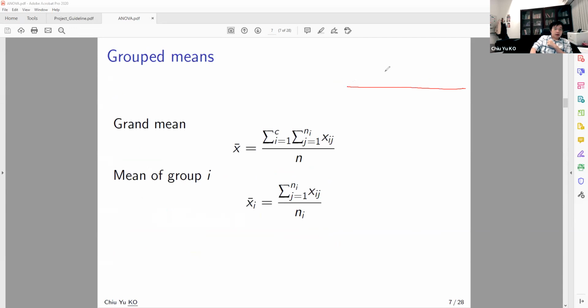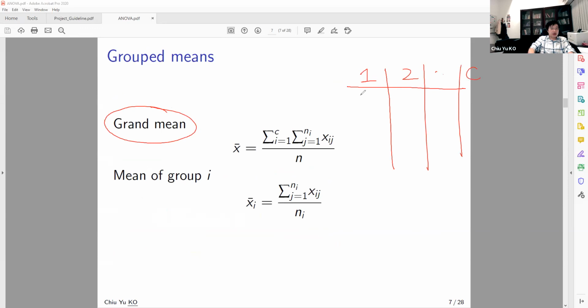Here we give you the grand mean. We have group 1, group 2, up to group C. The first observation is x11, x12, up to x1n1, and then x21, and so on and so forth. What the grand mean is: you add each single observation and divide by the total number, which is n. Let's read this. You start from group number 1 up to group C, so you roll across in this direction.